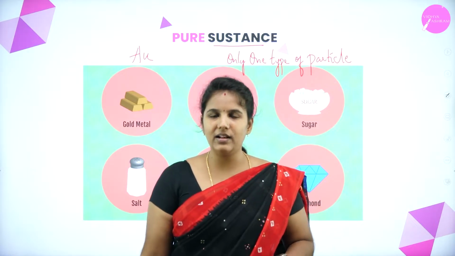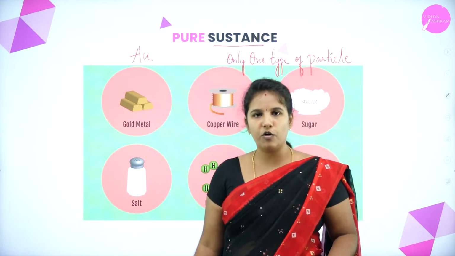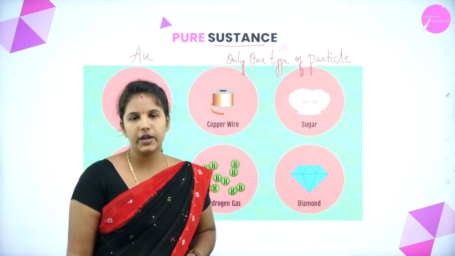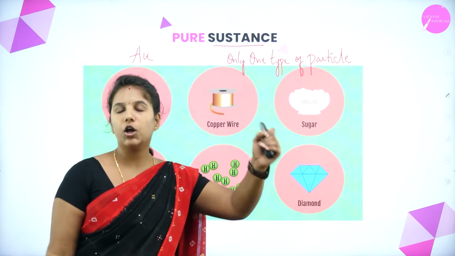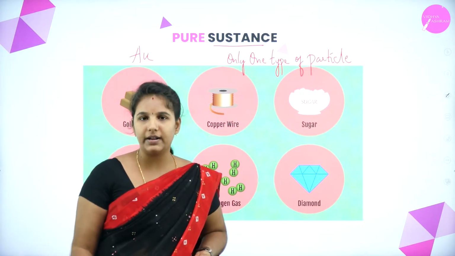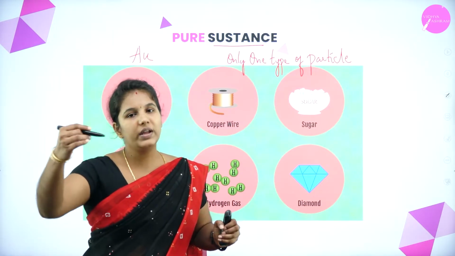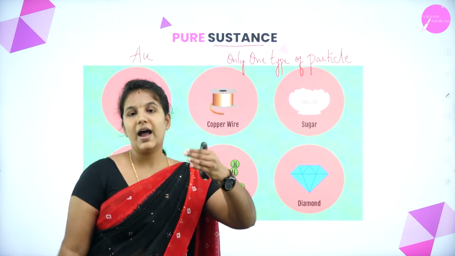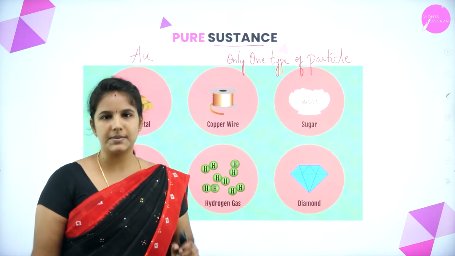Similarly, if you take an iron nail, it is made up of iron atoms, right? Similarly, ghee is made up of ghee only, which is also made up of only one type of particle. If you take a copper wire, it is made up of copper only. Any substance made up of a single type of particle belongs to the pure substances. You can list out the pure substances we use in daily life, like gold, iron nail, ghee, pure milk.